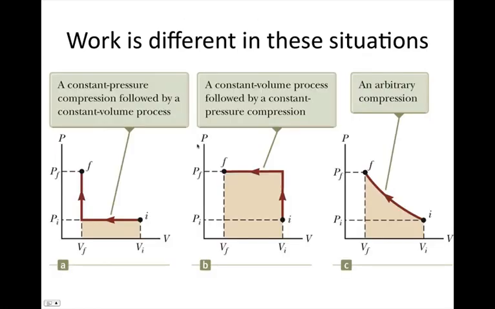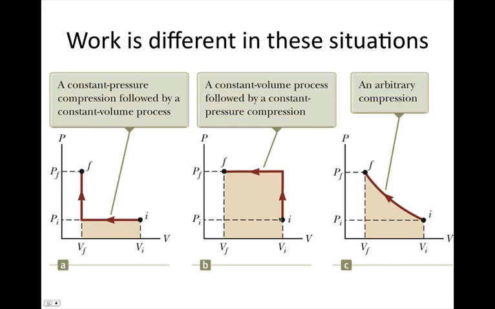So let's consider these three different situations here. In each of these situations, we're going from the same initial state to the same final state, but we're getting there through different means. In this first case, we're keeping the pressure constant and changing the volume, and then keeping the volume constant and changing the pressure. You can see the amount of work done in this case is just the area under the curve here. As this is a line directly up and volume isn't changing, there's no work done there. So this is a relatively small amount of work done.